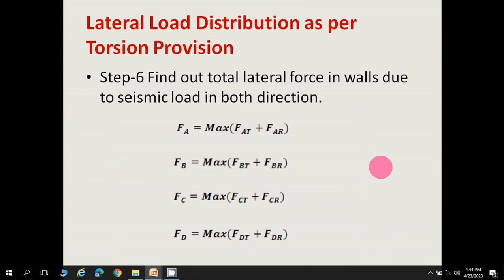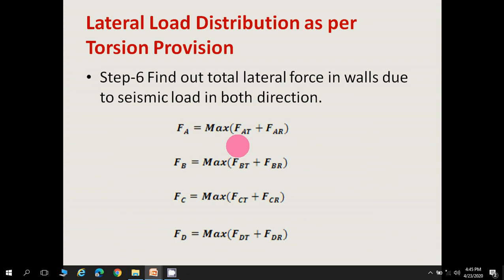Then after doing this, we have to sum the lateral force due to translation and lateral force due to torsion. So by adding all the forces due to translation and due to torsion, we can find out the total lateral force in a wall due to seismic load. So for wall A, FA will be equal to maximum of FAT plus FAR. Similarly, FB will be equal to maximum of FBT plus FBR.